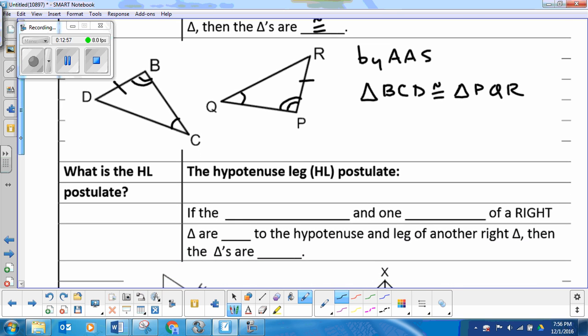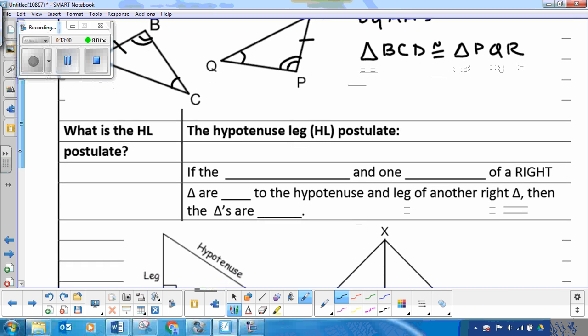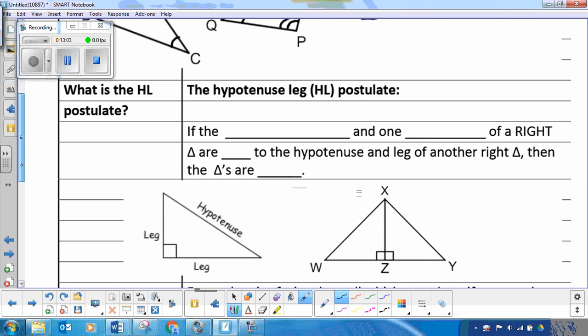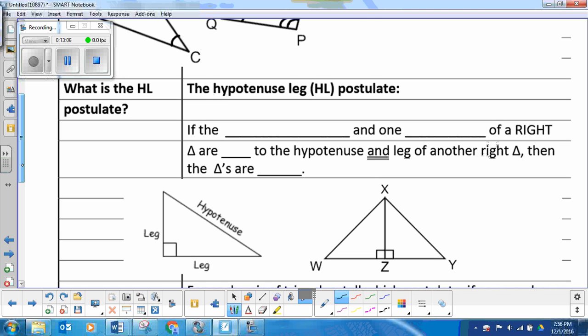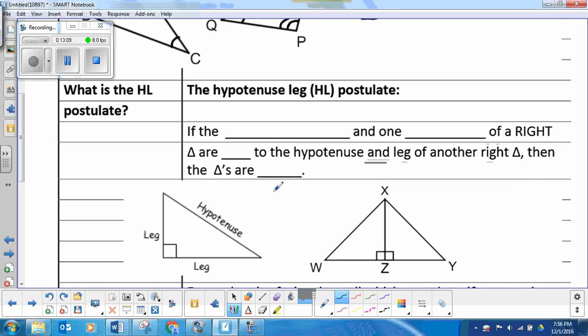All right, let me roll this up a little bit. What is the HL postulate? We have the hypotenuse leg postulate. The hypotenuse leg postulate. All right, make sure you have that written down. And so it's if the hypotenuse and one leg of a right triangle, and I highlight right, are congruent to the hypotenuse and a leg of another right triangle, then the triangles are congruent.